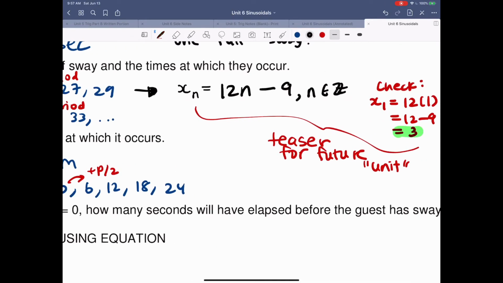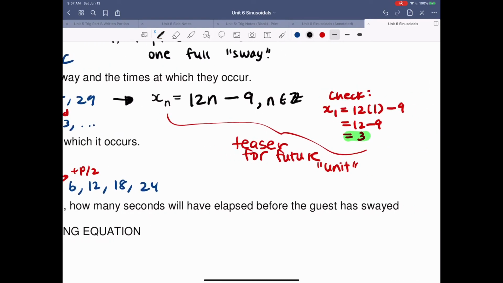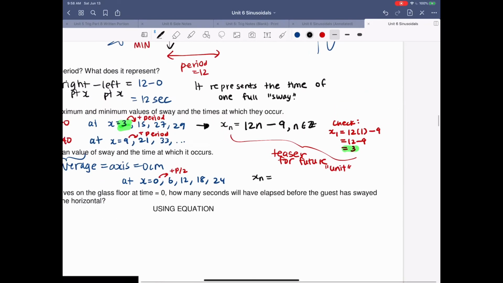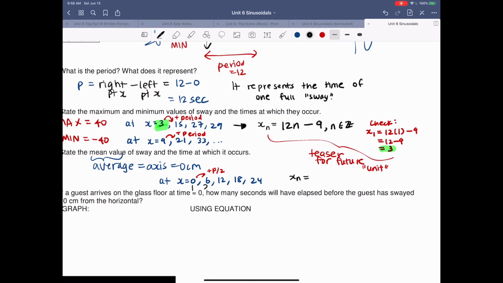If I was to make one of these position equations, I would do x, it's not an exponent, sorry, it's subscript n, which describes the position it is at. This is position 1, 2, 3, 4, 5.